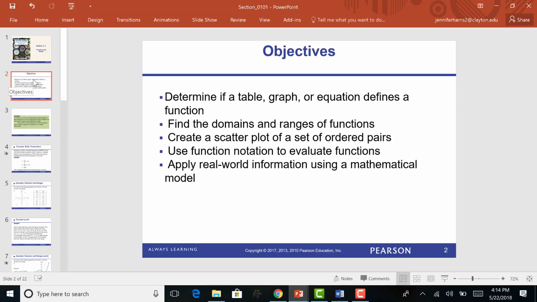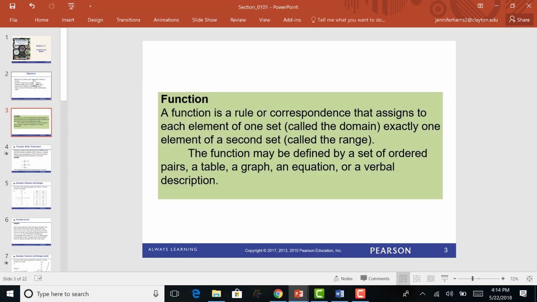We're going to talk about a scatter plot, how to put your dots on the graph itself, function notation, and how this applies to real life, because you know that favorite question that everybody loves to ask, when am I ever going to use this in real life? Well, we get to show you how to do that in this class. So, first topic, what is a function?